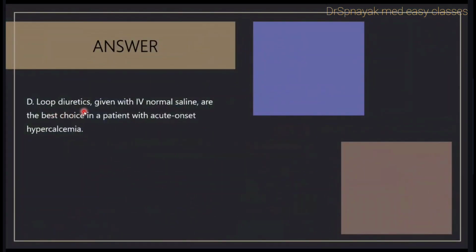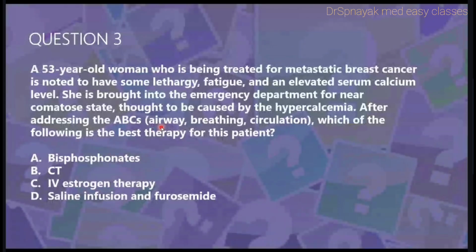The answer would be loop diuretics given with IV normal saline, which are the best choice in a patient with acute onset hypercalcemia. So this case is of acute onset hypercalcemia. In cases of chronic or prolonged hypercalcemia, we might give a combination of other drugs also, including bisphosphonates or maybe calcitonin. But since this is acute onset, the best choice of drug would be a loop diuretic, as it increases the excretion of calcium and thus would be able to manage hypercalcemia.